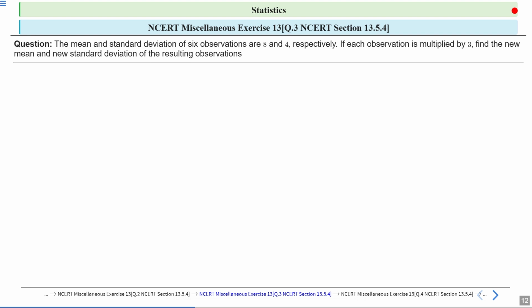Look at question number 3. The question asks us to find the new mean and new standard deviation of the resulting observations. We have the mean and standard deviation of 6 observations as 8 and 4 respectively. And if each observation is multiplied by 3, then we have to find the new mean and new standard deviation of the resulting observations. First of all, try it yourself and then see the solution.